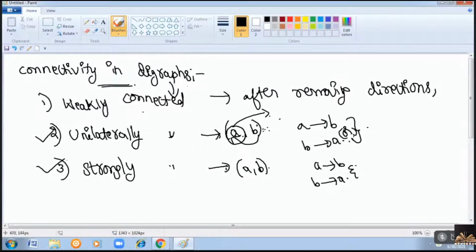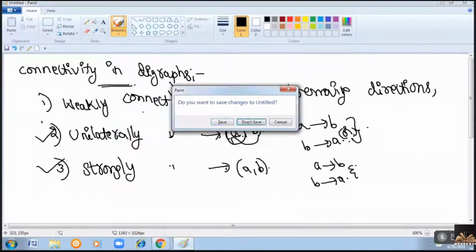Weakly connected means after removing the directions, the graph becomes an undirected graph. If that undirected graph is connected, we'll say that it is weakly connected. Unilaterally connected means for any pair of vertices, if any one vertex is reachable from the other vertex in the pair, it is said to be unilateral. Strongly connected means every vertex in the pair should be reachable from the other vertex in the pair. Is it clear? Now we'll see some examples on this.